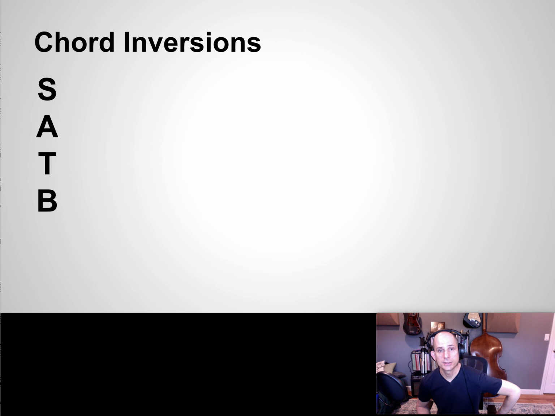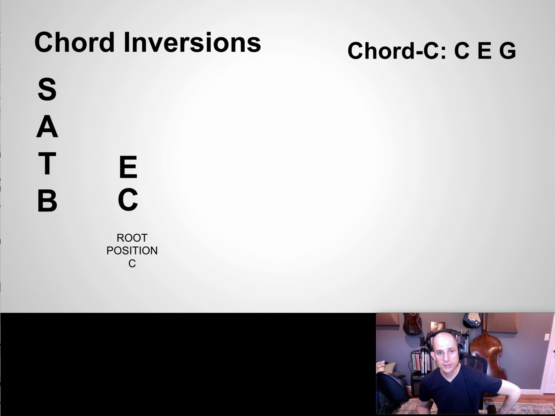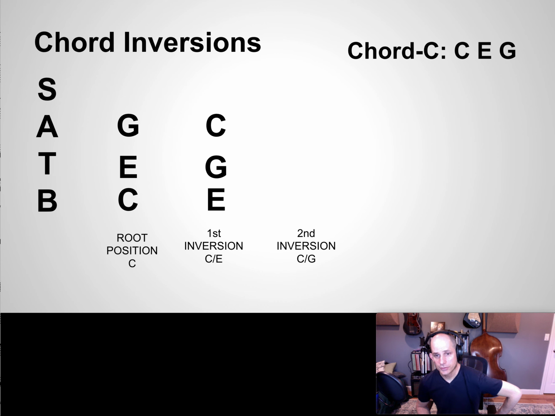So now let's take a look at how that looks with soprano, alto, tenor, bass. Okay, so if you have the chord C, E, G, your root position C chord is C in the bass, E and G in any order in the alto, tenor, and you could double it with a C. First inversion, which is the C over E chord. So now I have an E in the bass, and then I have my G and my C in the alto and tenor, and you could double it with a C. Second inversion, which is basically your C chord with a G in the bass. You have the G in the bass and then a C and the E in any of the other voices.